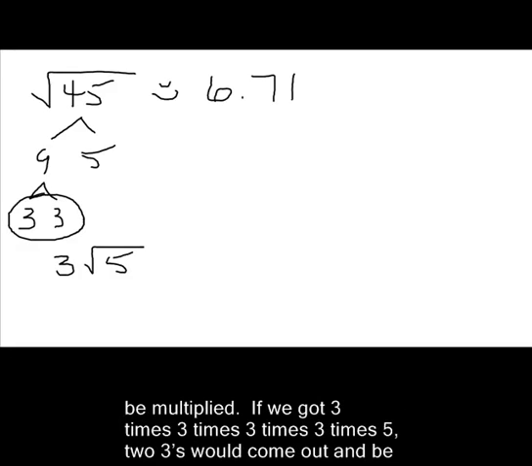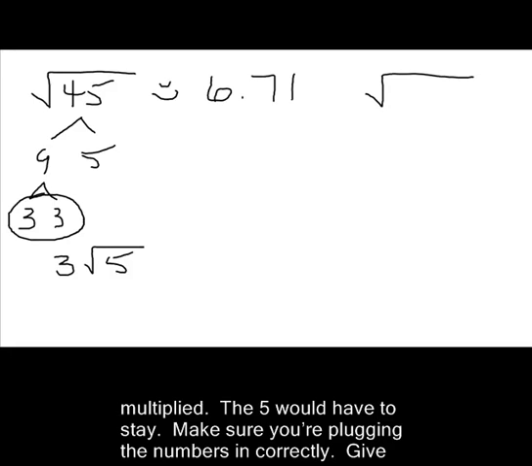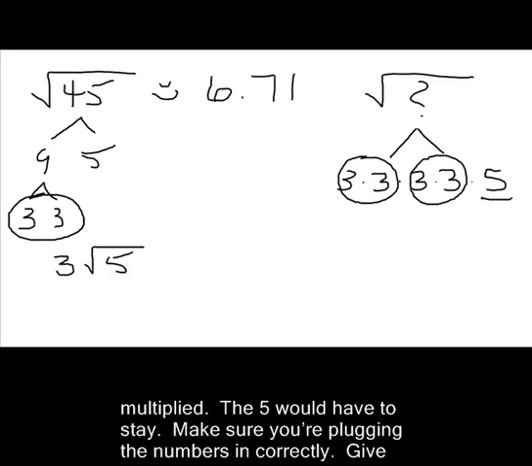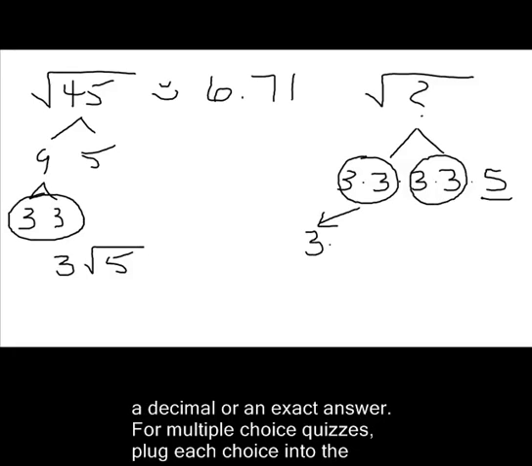If you end up with two things that come out of the radical, they would be multiplied together. So for instance, if you were breaking something down and you ended up with, let's say, 3 times 3 times 3 times 3 times 5, you would have 2 3's here, 2 3's here, and then a 5, which would mean that a 3 would get to come out, another 3 would get to come out, but the 5 would have to stay. So our final answer would be 9 square root of 5.